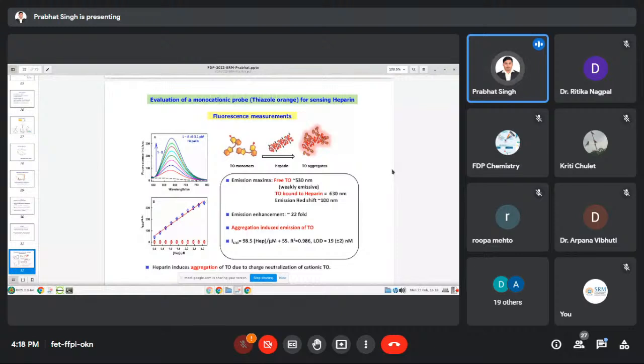So this was another probe that we took, thiazole orange, and you can see that there is an emission response. The emission intensity goes on increasing with increase in heparin, as we have seen in the case of thioflavin T also.